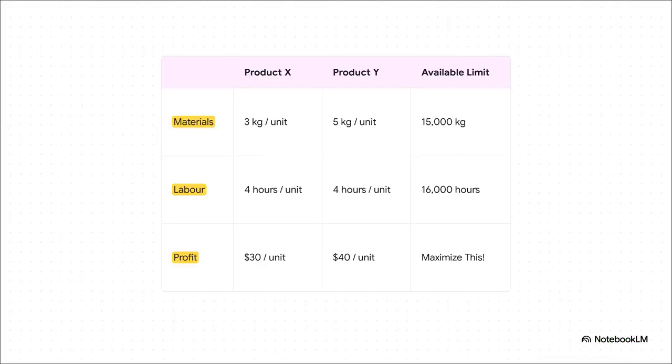Okay, so this table right here, it lays out the whole challenge for us. You can see we've got a hard limit on our materials, 15,000 kilograms. That's it. And for labor, we've got 16,000 hours, not a minute more. Now, look at the profit. Product X nets us $30 a pop. Product Y is even better, bringing in $40. So the big question is, what's the perfect mix of X and Y to make?